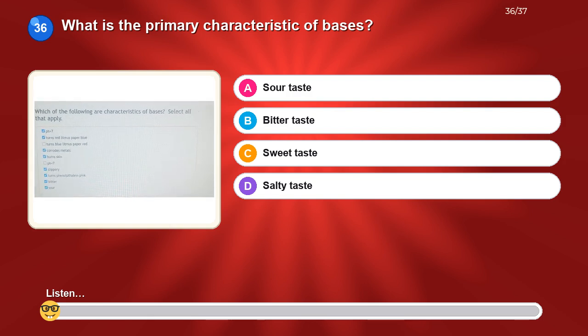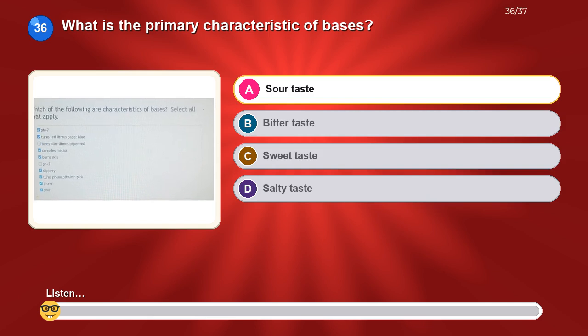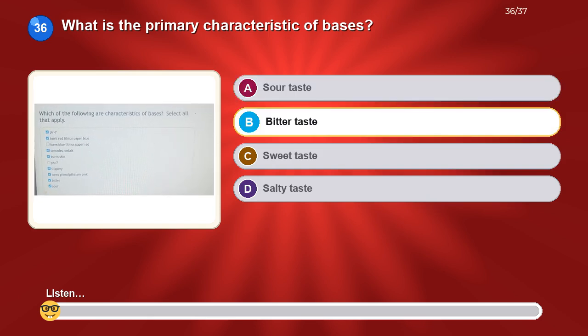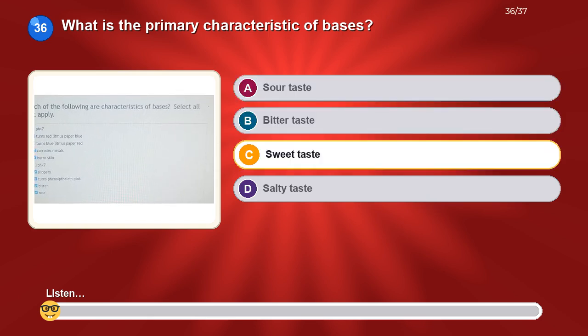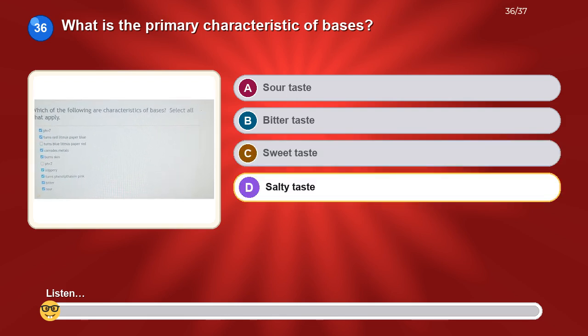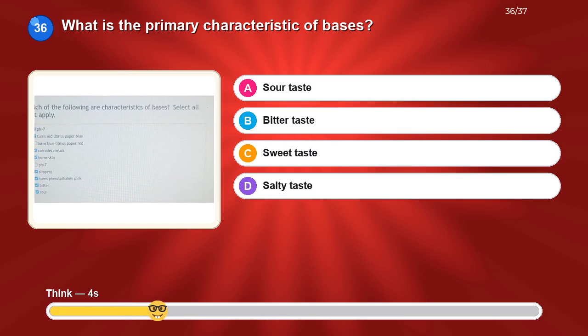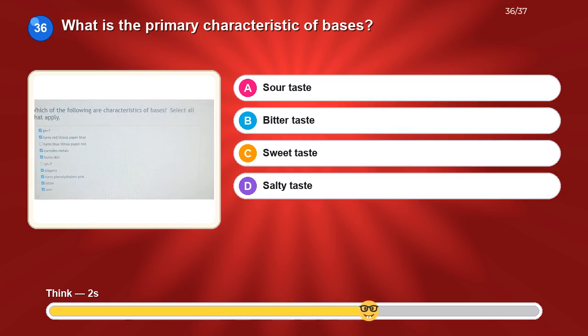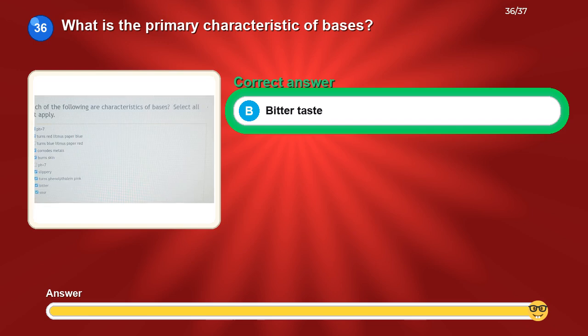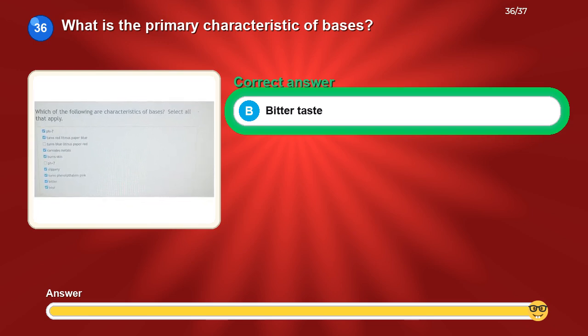What is the primary characteristic of bases? Option A, sour taste. Option B, bitter taste. Option C, sweet taste. Option D, salty taste. The correct answer is bitter taste.